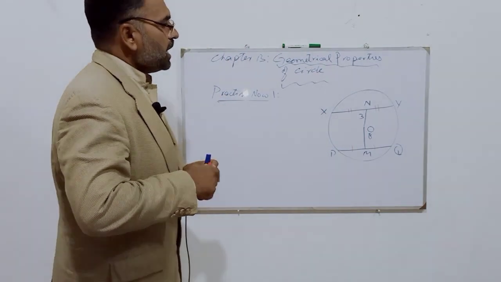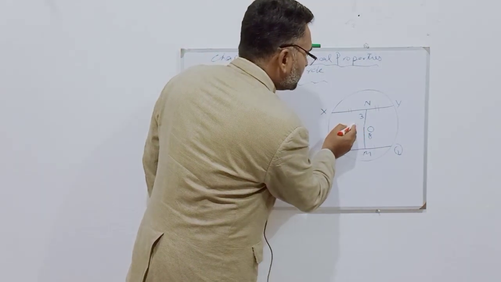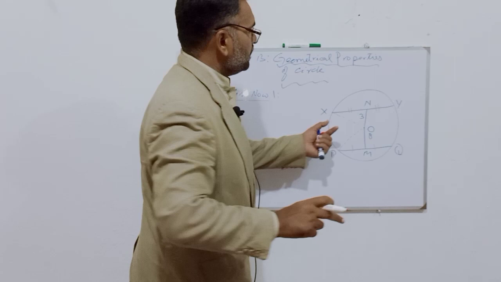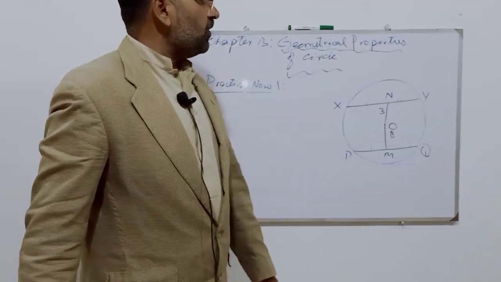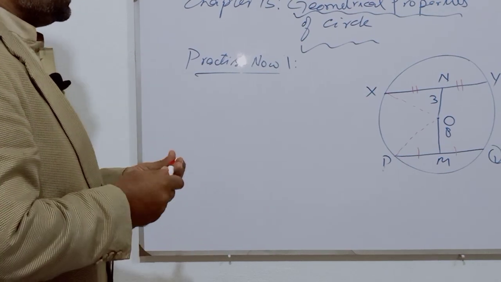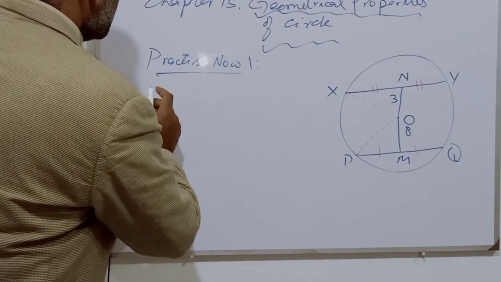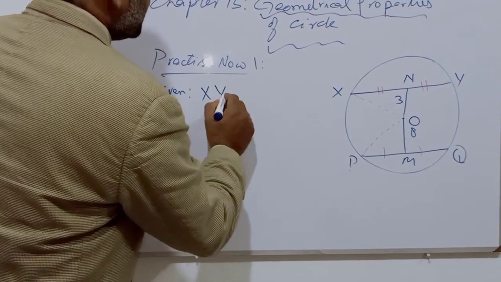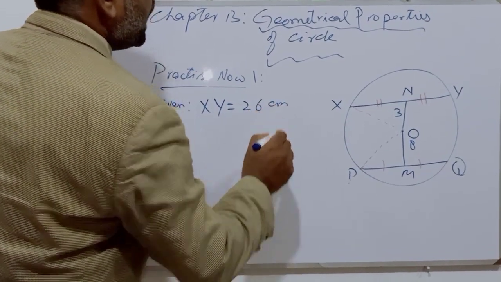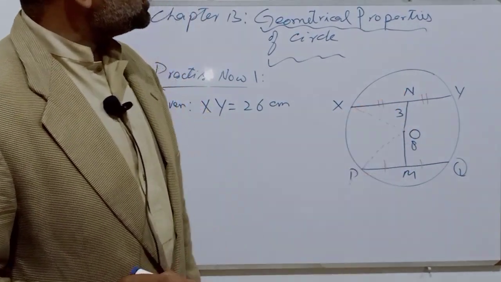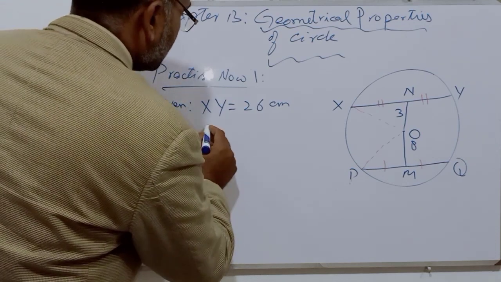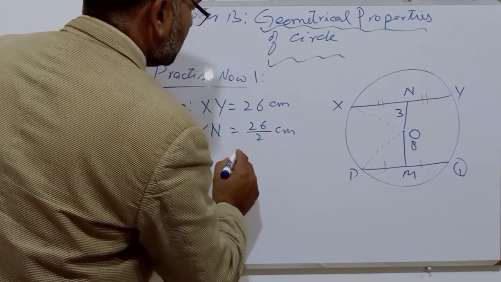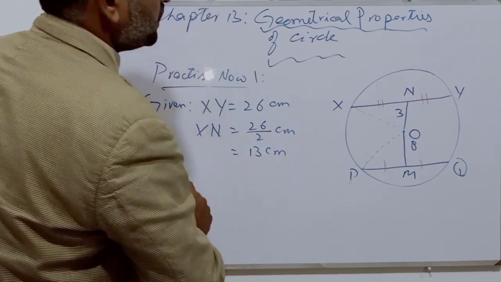In construction, if I join O with X as well as O with P, OX and OP will be congruent because both are the radii of the same circle. And in solution, I will write given is XY is equal to 26 centimeter, and when we draw perpendicular from center on XY, then XN will become equal to 26 over 2 centimeter and it will be 13 centimeter.